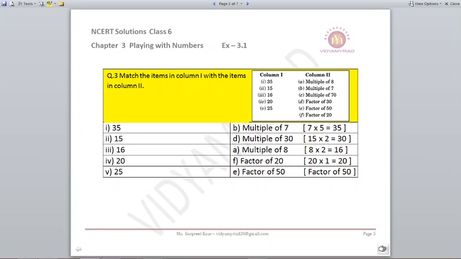Now let's talk about 20. What is the factor of 20? 20 into 1 is 20. It's given there. 25. Whose factor? 25 will be the factor of 50 because 25 into 2 becomes 50. That is the factor of it. Okay.